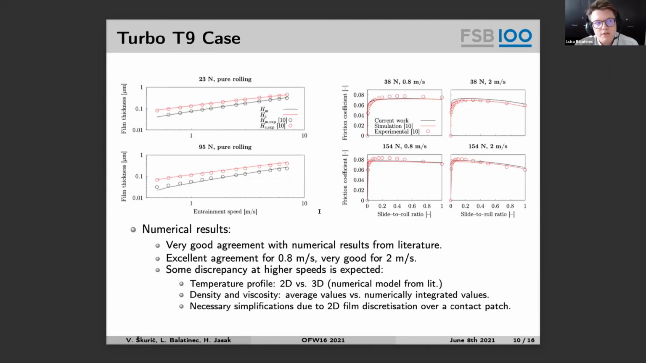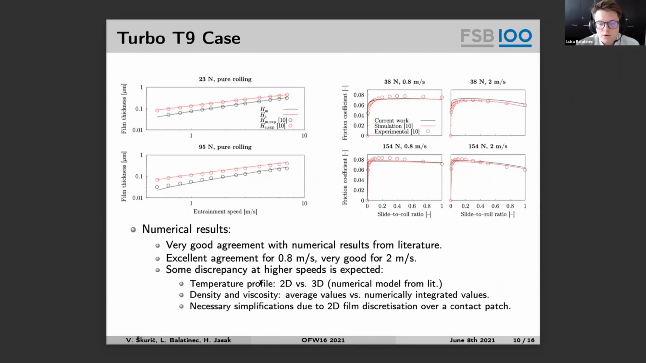On the right side, we have the friction coefficient results versus the slide-to-roll ratio for both our current work and the simulated experimental data from the literature. We can see excellent agreement for 0.8 meters per second entrainment speeds, but as we move into higher values of the entrainment speeds, we can see some discrepancies. Those discrepancies were expected due to some simplifications we made.